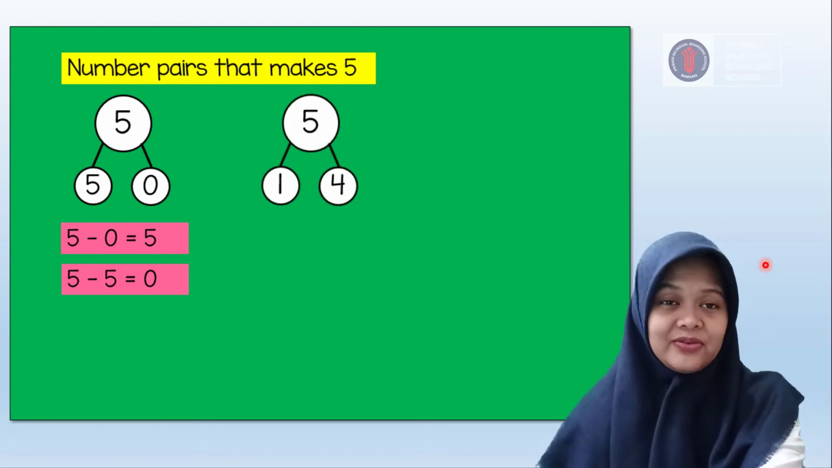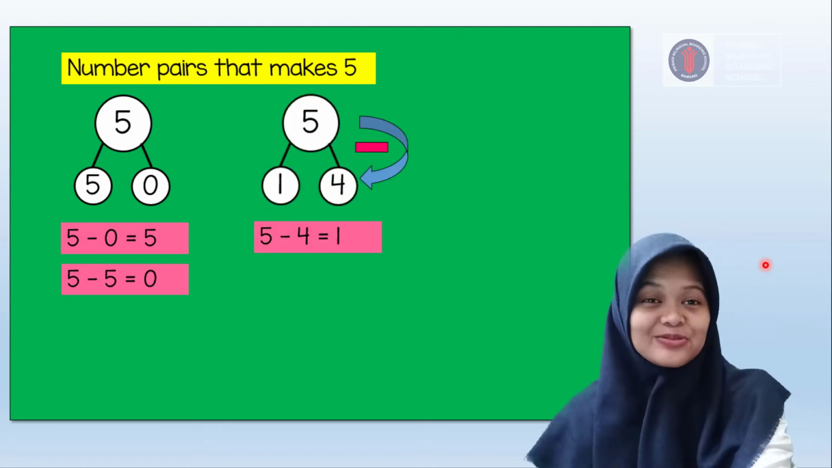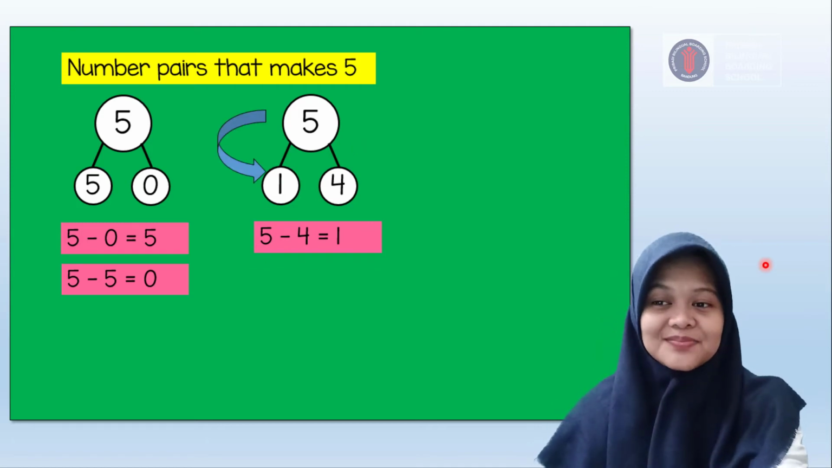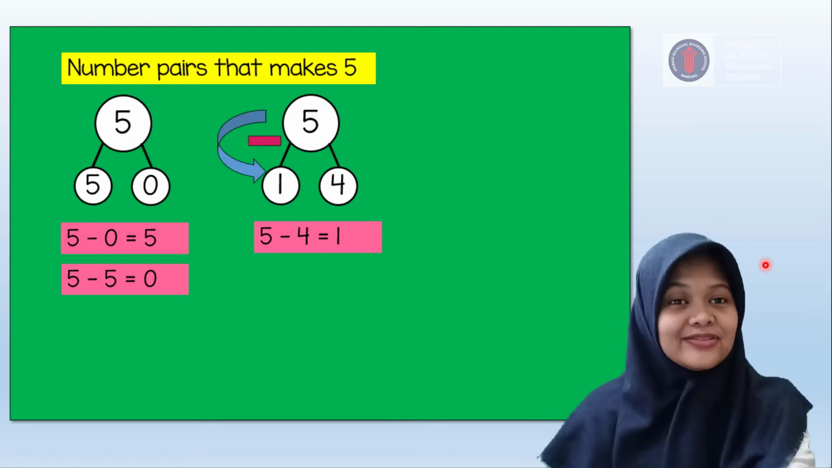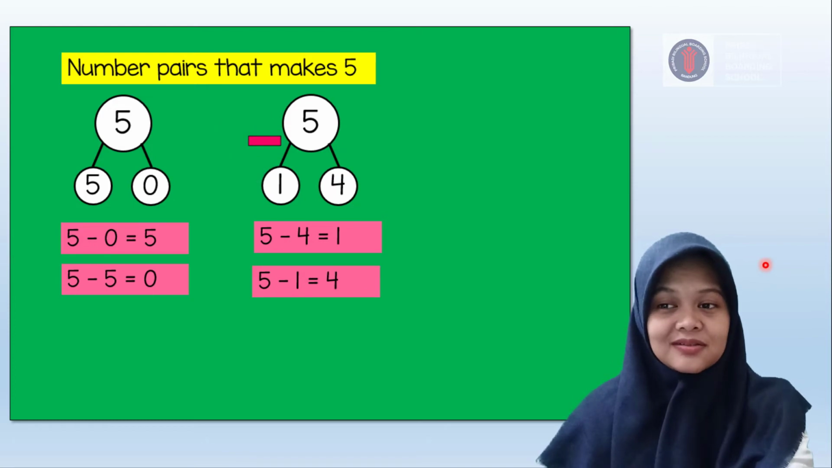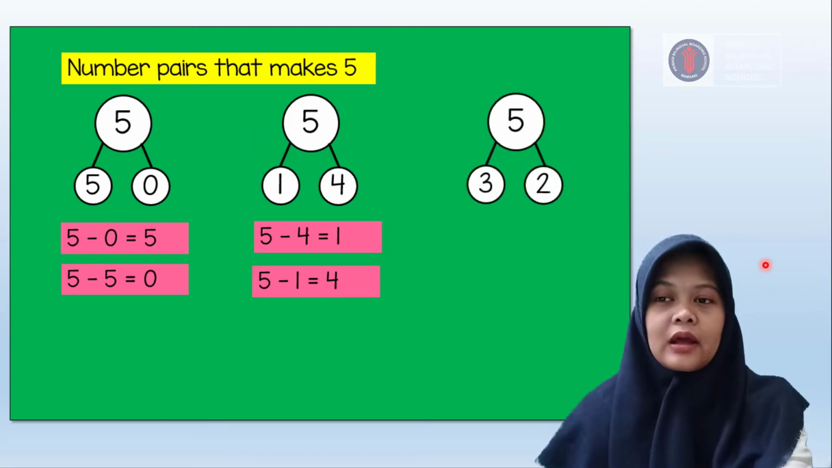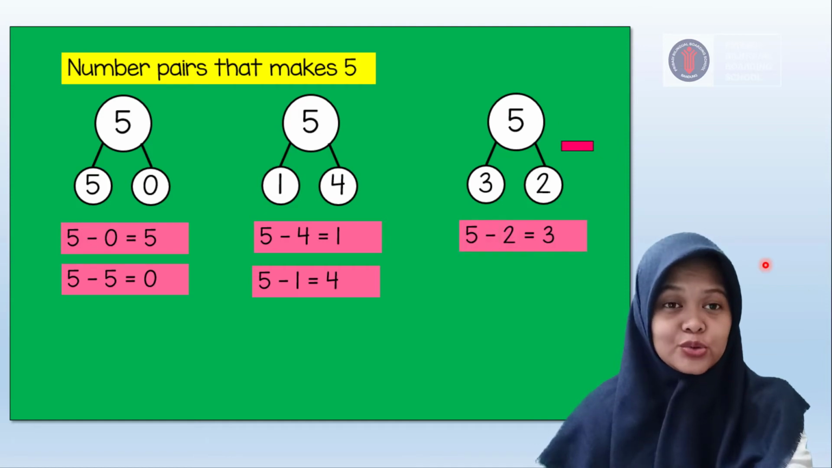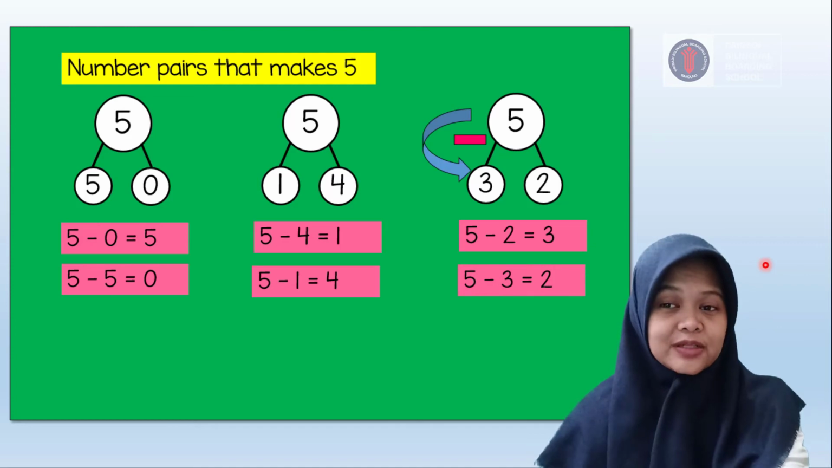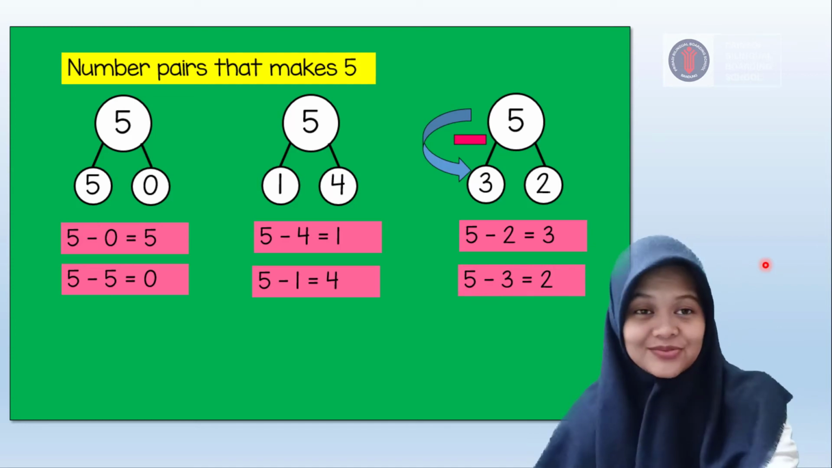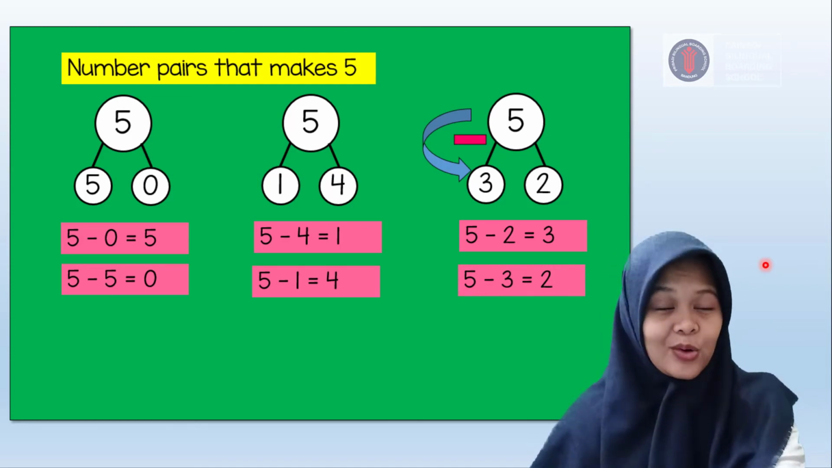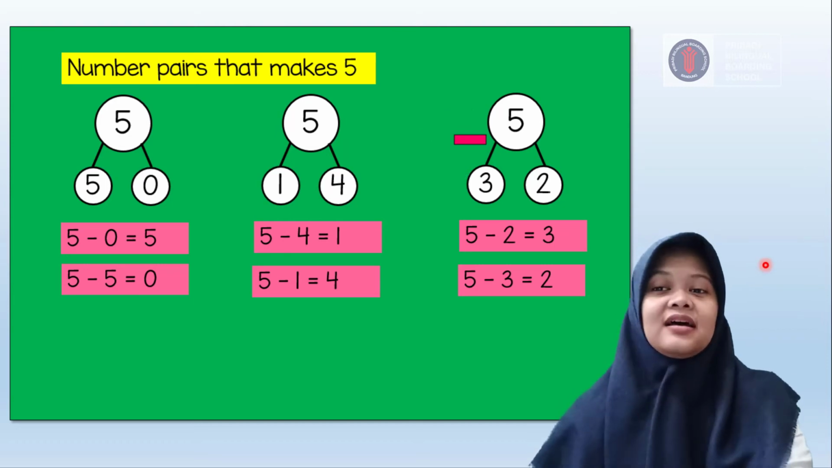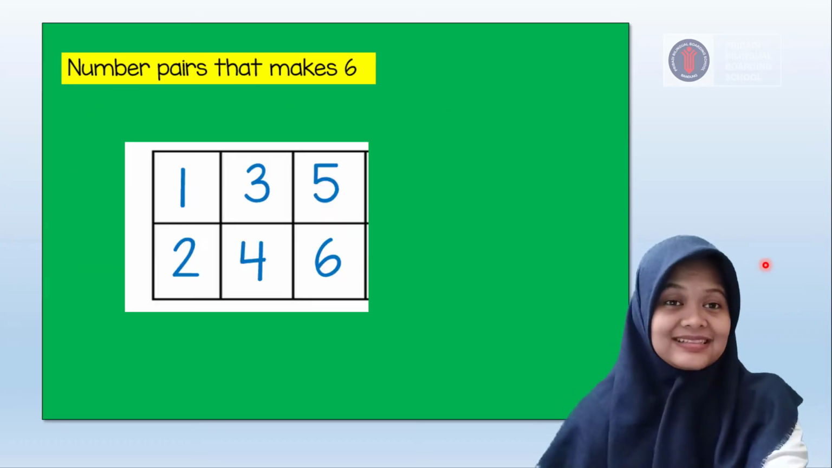Or like this one, before we have 1 and 4, 5 subtract 4 equals 1. And 5 subtract 1 equals 4. And for this one, 5 subtract 2 equals 3. And 5 subtract 3 equals 2. So we can also write this number sentence in subtraction.